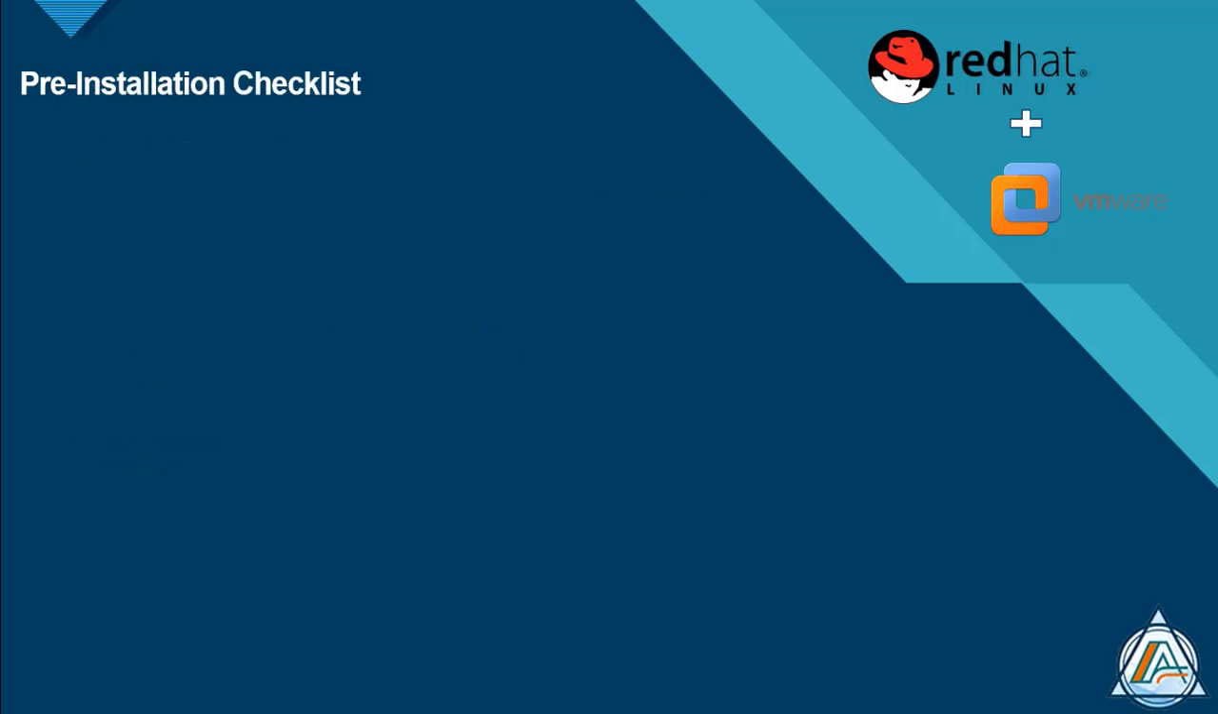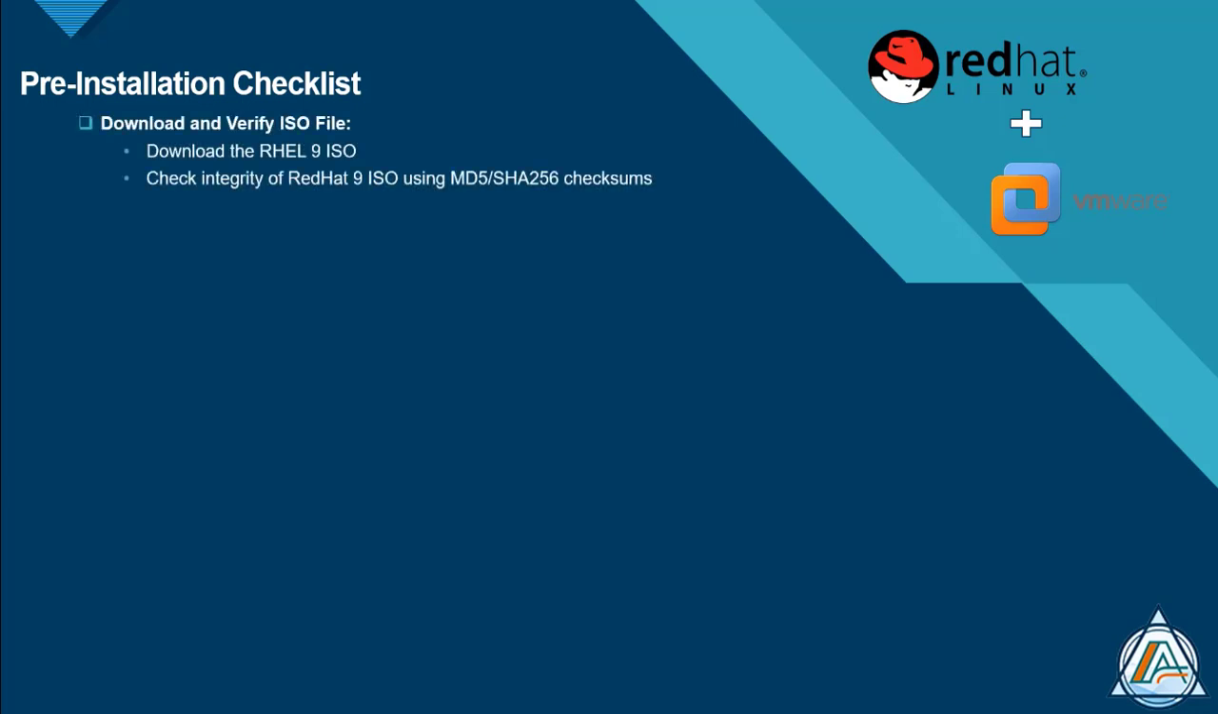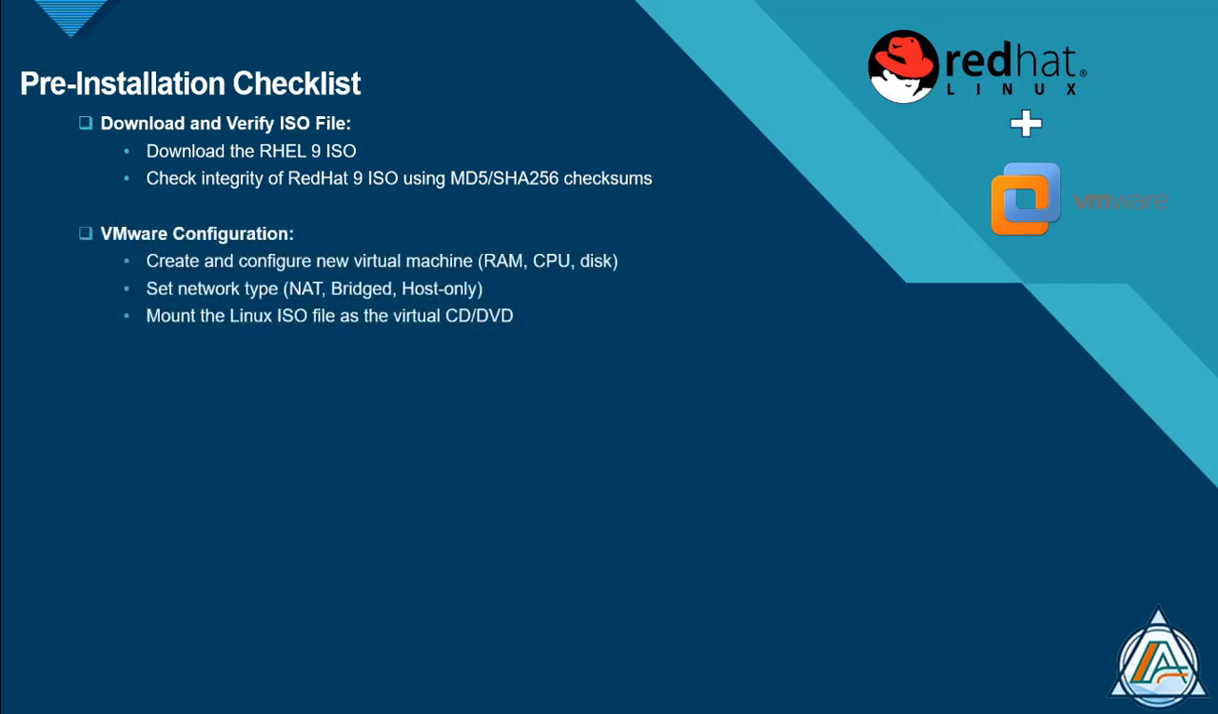Now let's go through a quick pre-installation checklist. Make sure you download the correct RHEL 9 ISO file from the official Red Hat website. Check the ISO file's integrity using checksum verification to ensure that the downloaded ISO file is intact and not corrupted. We will need to configure VMware with appropriate CPU, memory, disk, and network settings. Ensure the RHEL 9 ISO is mounted.